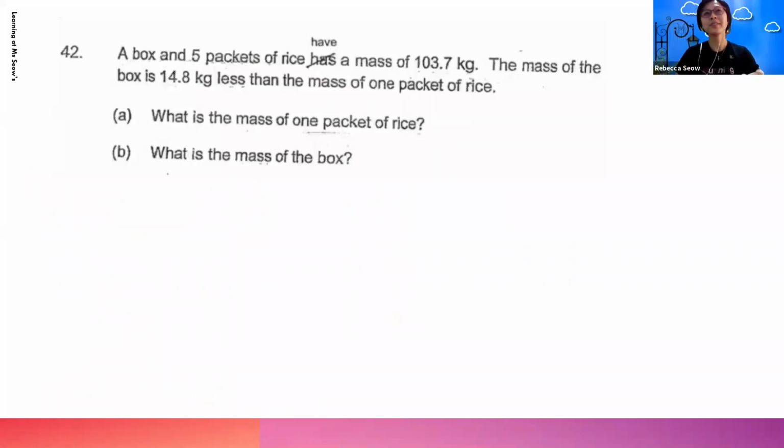So next one will be question 42. Again, it's another section C question. A box and 5 packets of rice have a mass of 103.7 kg. The mass of the box is 14.8 kg less than the mass of 1 packet of rice. You need to find the mass of 1 packet of rice and the mass of the box. This is a very common kind of question that usually comes up.